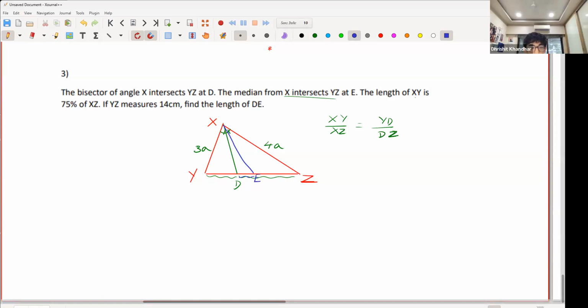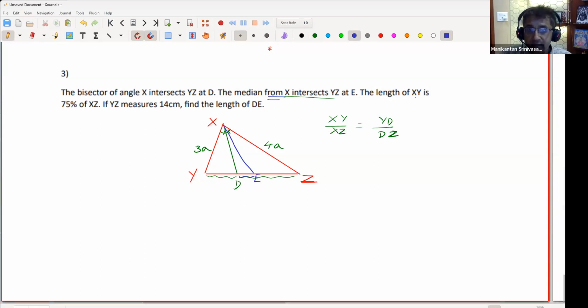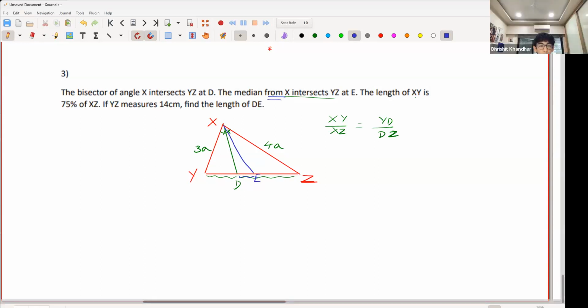So what does median from X mean? Median from X means from X to the opposite side, right? Median means from a vertex to the midpoint of the opposite side. It's not the statistics median, it's the geometry median. So median is the line connecting a vertex to the midpoint of the opposite side.